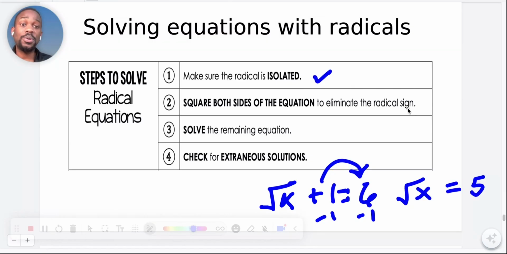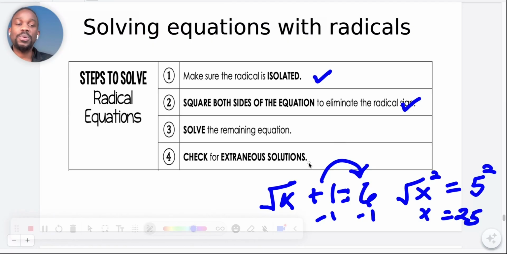Now we're on step 2. We need to square both sides of the equation to undo this root. So I'll square this side and square this side. So the root and the square cancel. The root and the square cancel, and then you're left with x is equal to 5 squared, which is 25. So we're at this point. So they're telling you to solve the remaining equation, and then lastly, check for extraneous solutions.